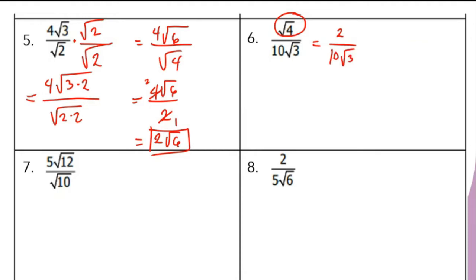Based on the given, we can divide out a common factor between the numerator and the denominator. So that is 2. 2 divided by 2 is 1, and 10 divided by 2 is 5. So the result now will be 1 over 5 square root of 3.